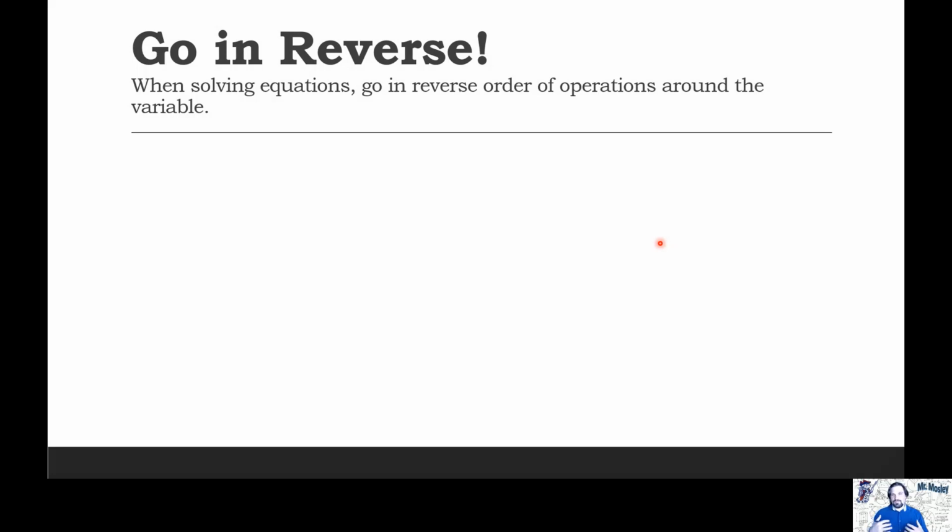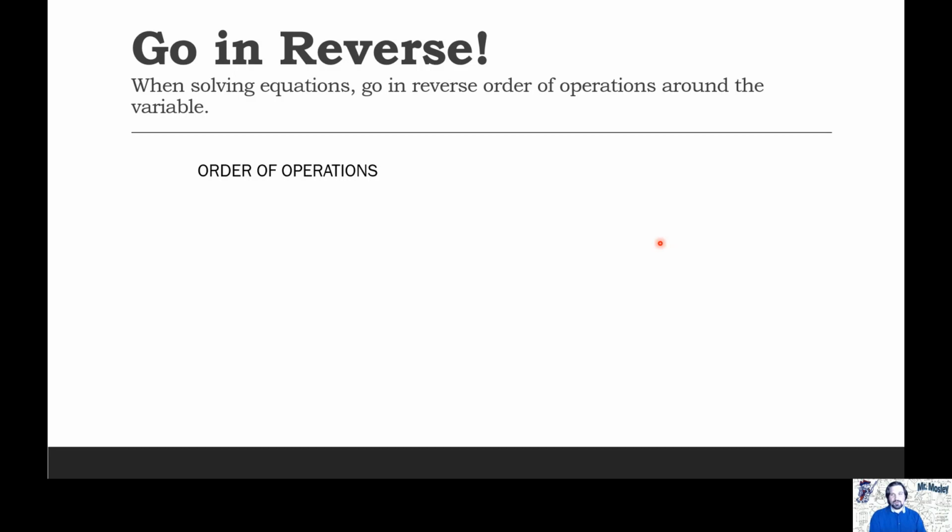All right. Now, one of the keys in this is going in reverse. When solving equations, go in reverse order of operations around the variable. The goal is to get that variable by itself and have it set equal to the number that perfectly satisfies the equation. We use the reverse order of operations to do this.